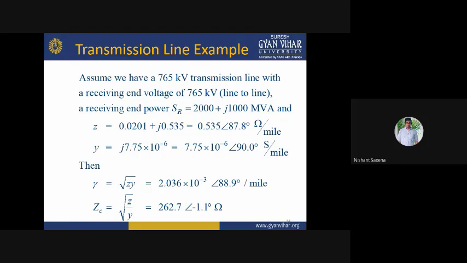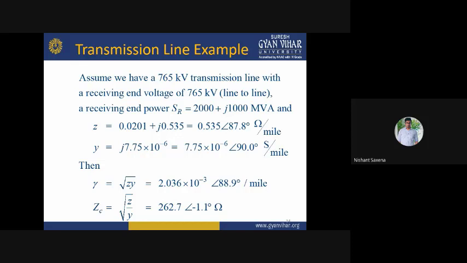Okay, so therefore, if we calculate the Z, which is equal to 0.0201 + j0.535, which is coming to be 0.535 angle 87.8 degree ohm per mile. Similarly, the admittance has also been calculated, which is equal to 7.75 × 10^-6 angle 90.0 degree Siemens per mile.